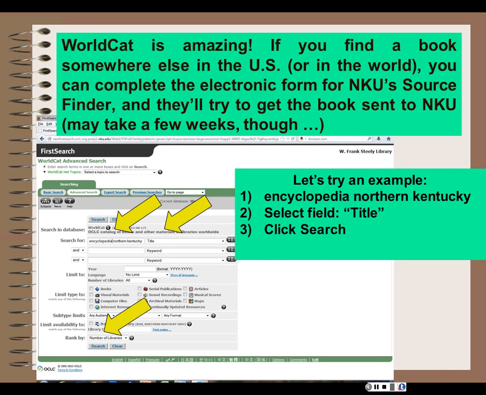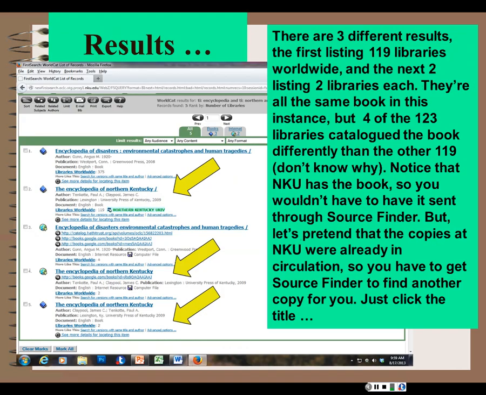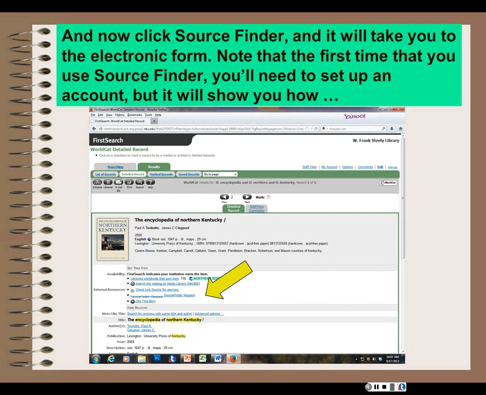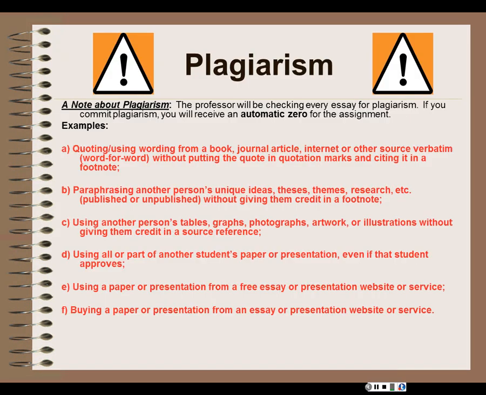For instance, we're putting in my favorite historian and your favorite historian, Encyclopedia of Northern Kentucky, hitting that and finding that there are quite a number of libraries worldwide that have this item. In fact, from the time I originally did this, it's increased the number of libraries that have it. And sometimes you can even find it in a digital format, and in fact, the Encyclopedia of Northern Kentucky is now digital. Again, something that you would care about if you were in a different course. I'm just using that as an example.